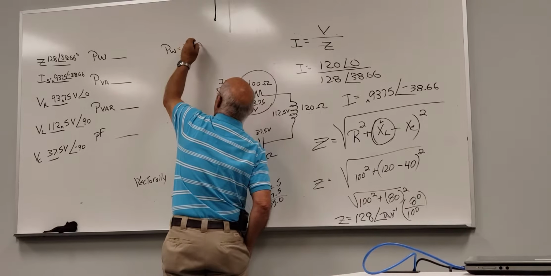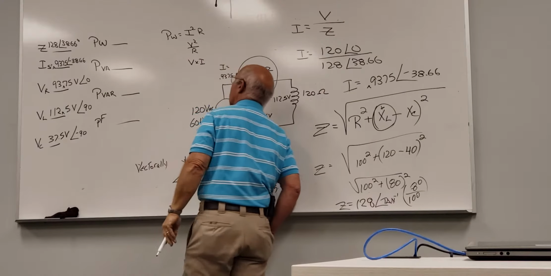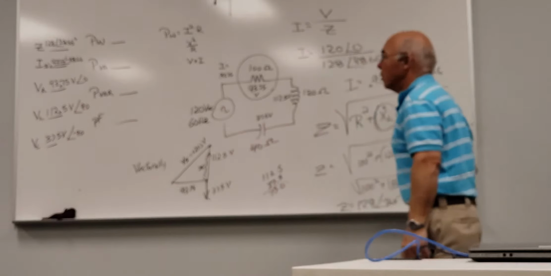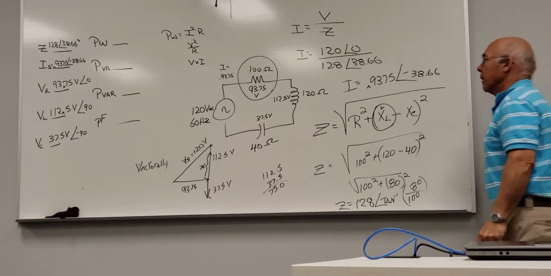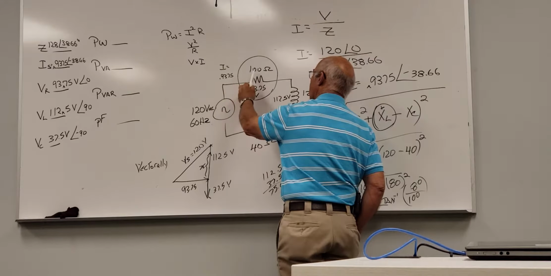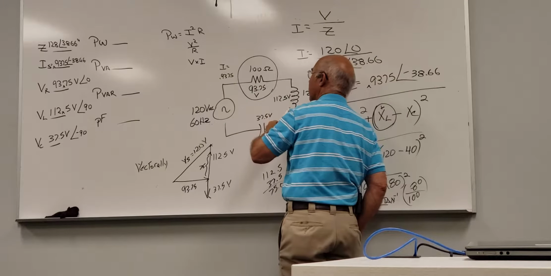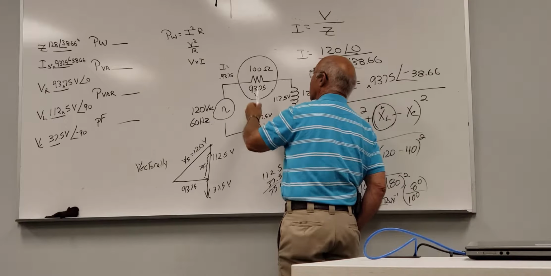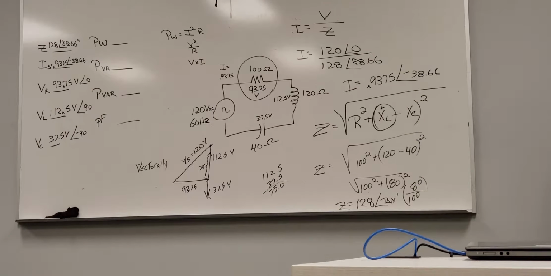Take I squared R, we can take V squared over R, or we can take V times I. I could care less which one you use. Whichever is most convenient is what I would do. You got the current, you can square the current, multiply by resistance. You got the voltage, you square the voltage, divide it by the resistance. You got the voltage and you got the current, you can multiply those two together. Regardless of which way you choose, all three should give you the same answer.